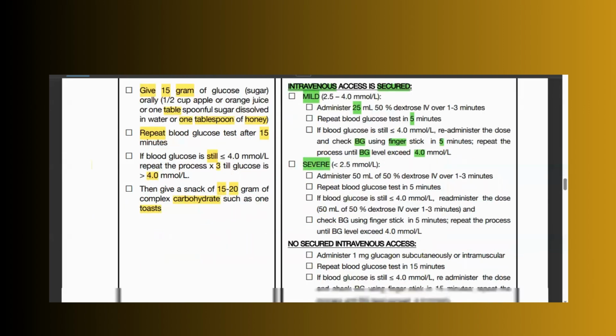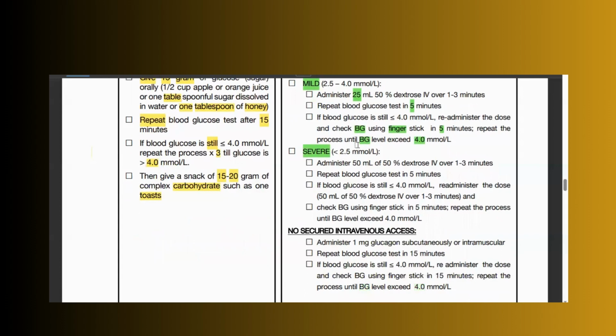In severe cases, when the blood glucose is less than 2.5 millimole per liter, administer 50 ml of 50% dextrose IV over 1 to 3 minutes. Repeat the blood glucose test in 5 minutes. If the blood glucose is still equal or less than 4 millimole, re-administer the dose, 50 ml of 50% dextrose IV over 1 to 3 minutes, and check the blood glucose using finger stick in 5 minutes. Repeat the process until blood glucose level exceeds the 4 millimole.